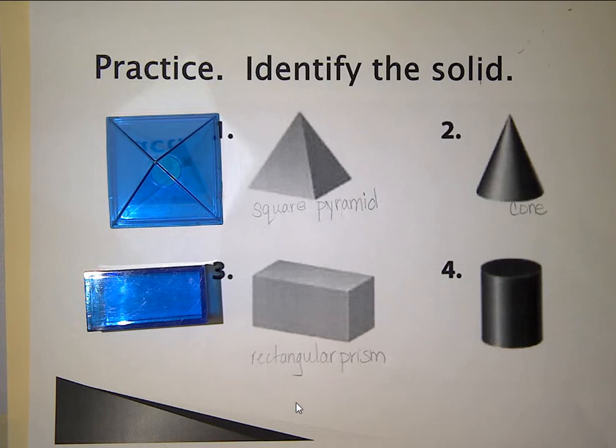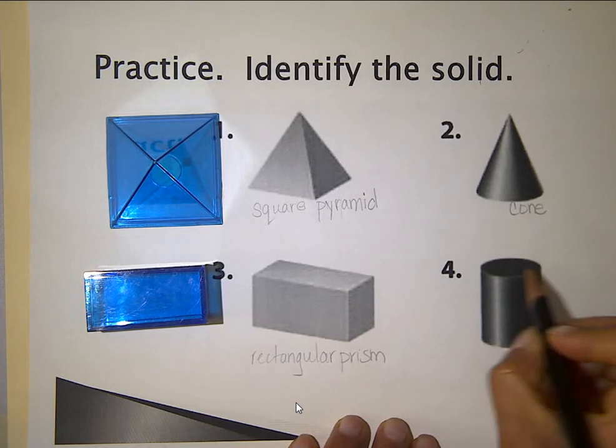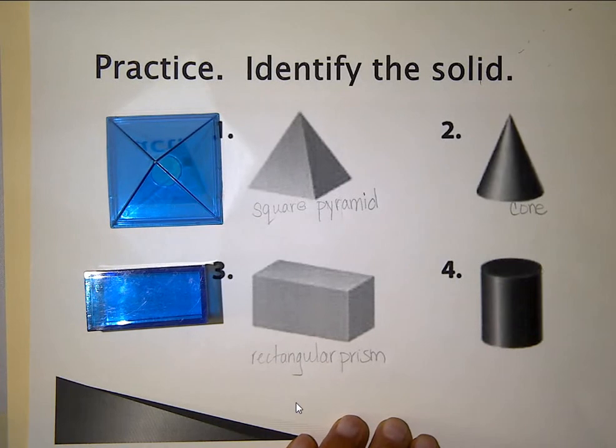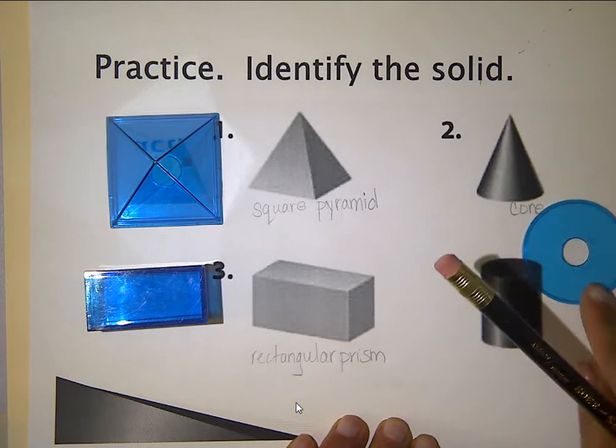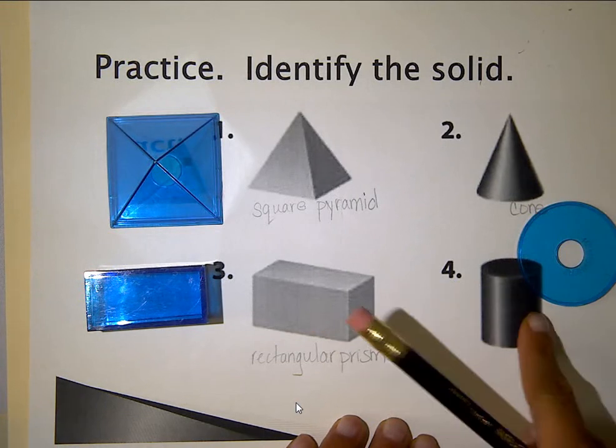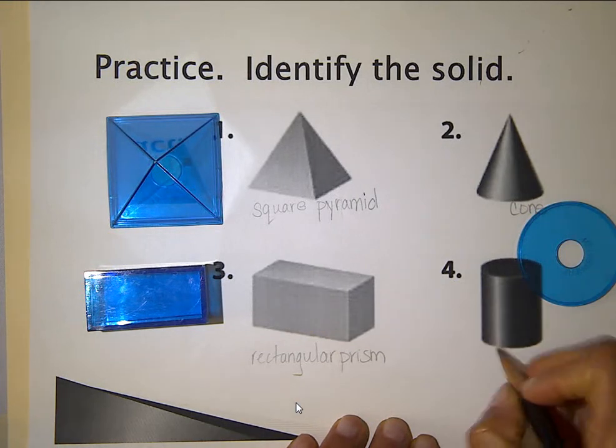Okay. And lastly, we have sort of a circle for the top face and a circle for the bottom face. The curved edges around. That is a cylinder.